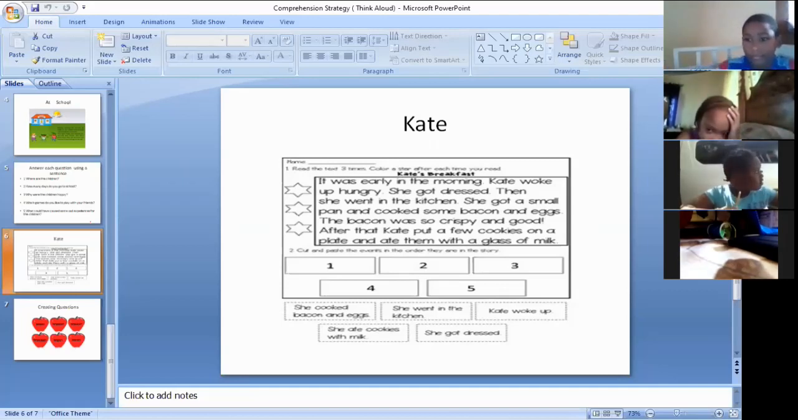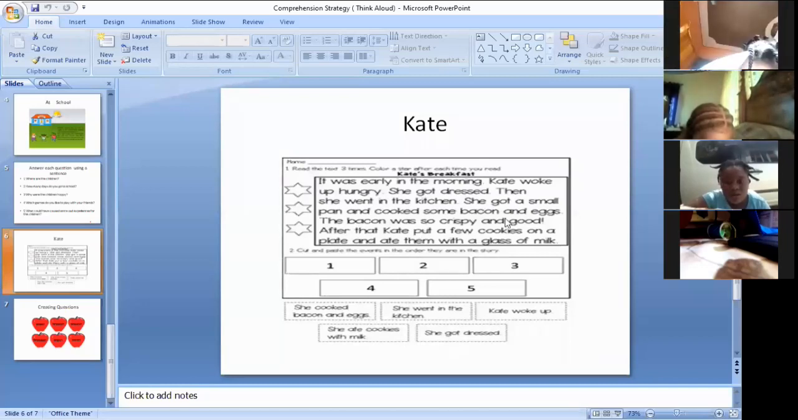Jahil, what do you have for your question? Why did she get a small pan? Very good. And most people have, why did she go into the kitchen? Very good. You're all thinking. Now we are going to read from there. This part that says, the bacon was so crispy and good.